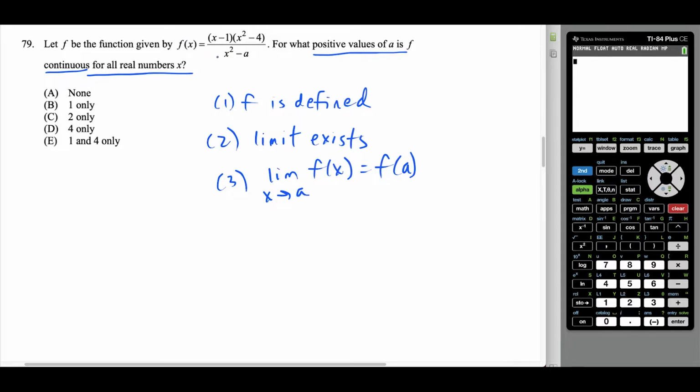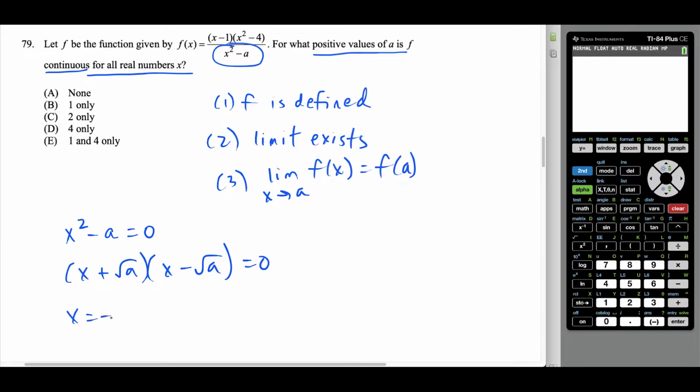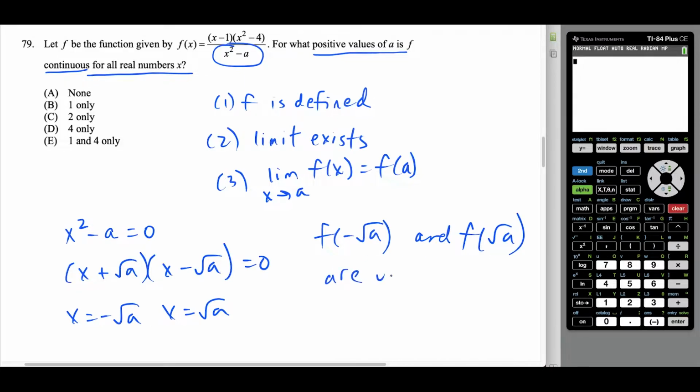So just know a function is undefined if it's in the form of a fraction and you have a 0 in the denominator. So if we set x squared minus a equal to 0, I'm going to factor this as x plus square root a times x minus square root a. And this will tell us that x equals negative root a and x equals positive root a are values where f of negative root a and f of positive root a are undefined.